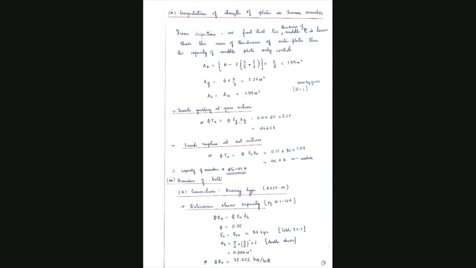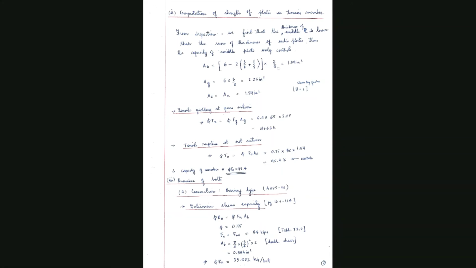So you calculate the value for tensile yielding. The value of phi Tn is equal to phi Fy Ag, where here you have to take the thinner plate. It is 3 over 8. So 6 times 3 over 8 will give you Ag, and your An is to be calculated after subtracting the holes, the bolt holes.